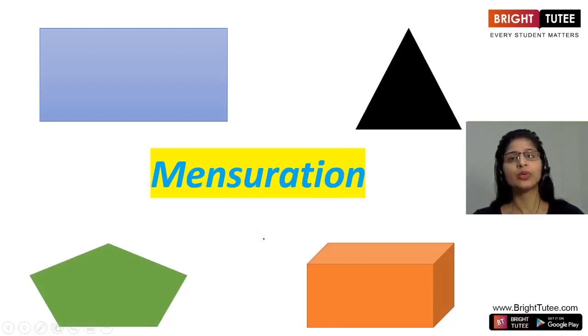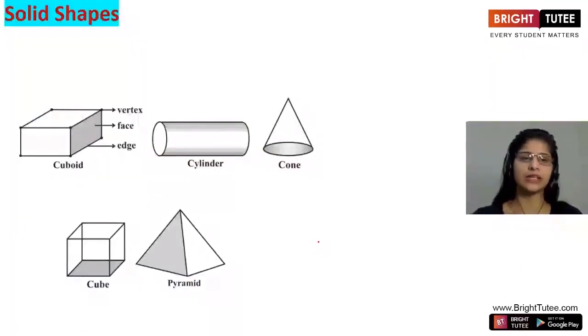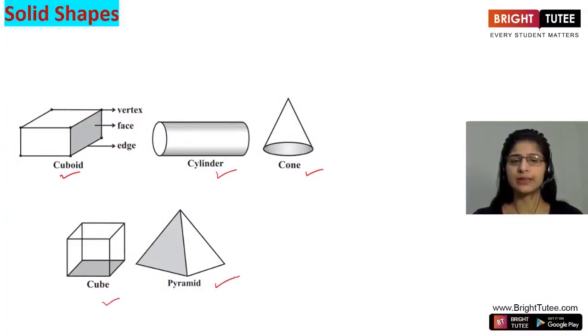Now we will move to solid shapes, like 3D shapes, and one by one we are going to learn about all the shapes that are in your syllabus, and we will find the areas of them, right? Okay, so if you see here, there are some solid shapes. The first one is a cuboid, the second is a cylinder, this is a cone, this is a cube having all the edges as equal, and this is the pyramid.